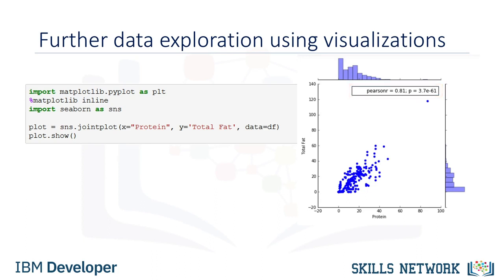The plot also shows two histograms, one on the top and the other on the right side. The histogram on the top is that of the variable protein, and the histogram on the right side is that of the variable total fat. We also notice that there is a point on the scatter plot outside the general pattern. This is a possible outlier.